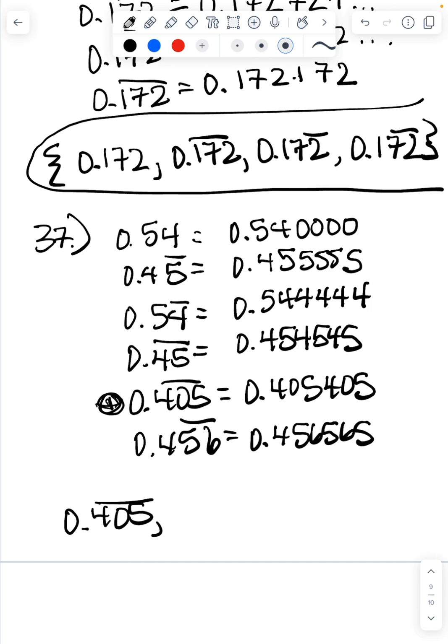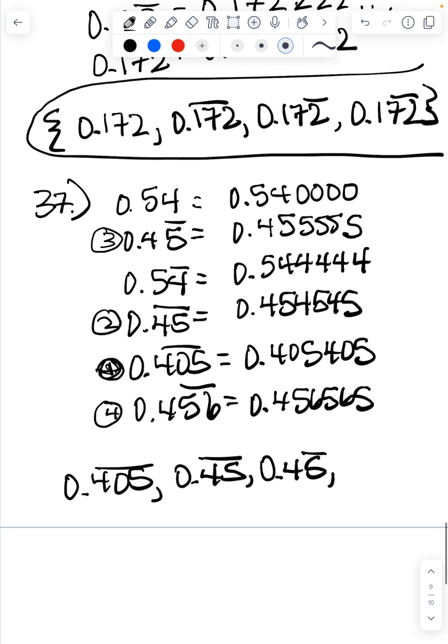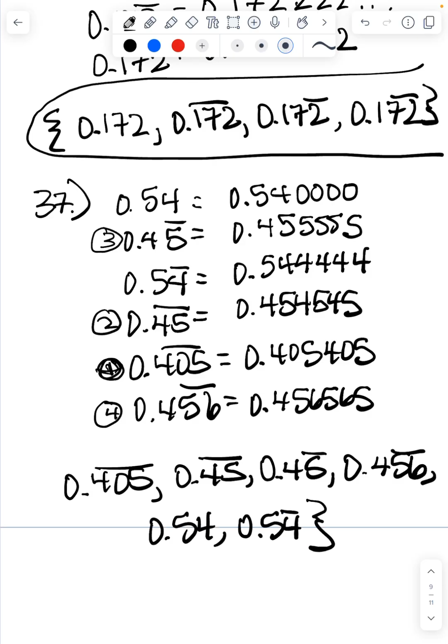What would we need next? Let's do the 4-5 repeated, 0.45 repeated, and then we just need this guy because that's just the 5 repeated. Then we're going to have this one, 0.456 repeated. Okay, moving on to the ones that have the 0.5. So next would be 0.54, the one that terminated, and then the one that repeats the 4.